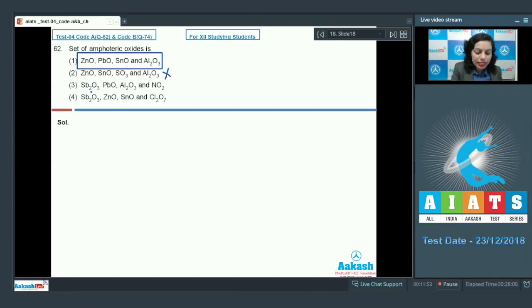Further, antimony oxide is amphoteric, lead oxide again amphoteric, aluminium oxide is amphoteric, but not nitrogen dioxide. This is acidic in nature, so I'm not choosing it as the correct option. Further, antimony oxide, zinc oxide and tin oxide are all amphoteric, while Cl2O7 is an acidic oxide. That's why it is also wrong. Which option is correct? Definitely option 1 is the correct option.